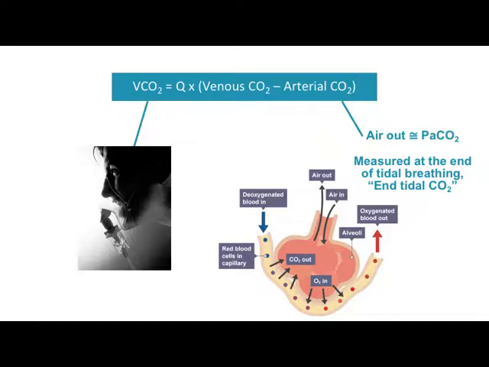Air out of the lungs has approximately the same partial pressure as the arterial CO2 leaving the capillary. And we know that to be approximately 40 millimeters of mercury. If we measure it in the air coming out of the lungs, it should be about 40 millimeters of mercury, and those should match because we have full equilibration.